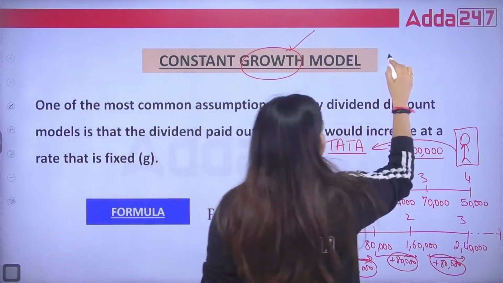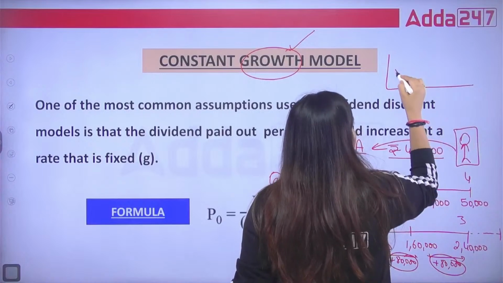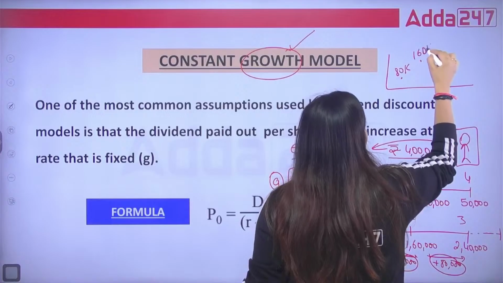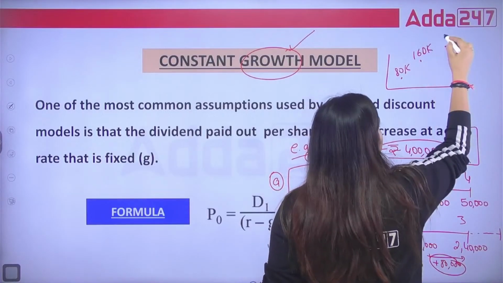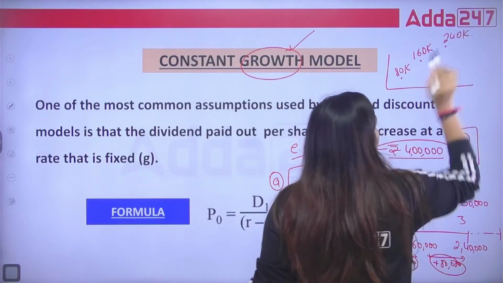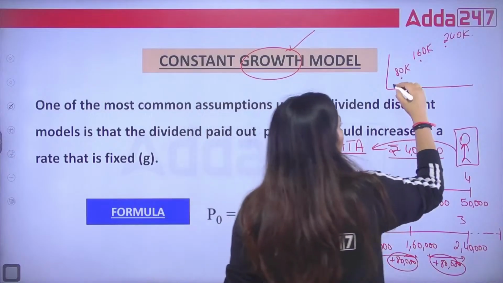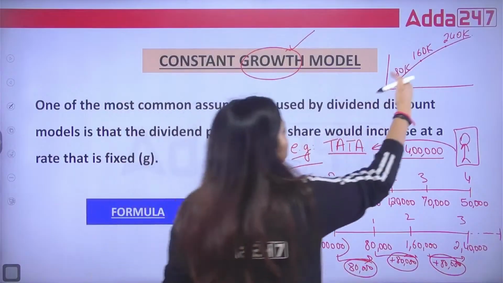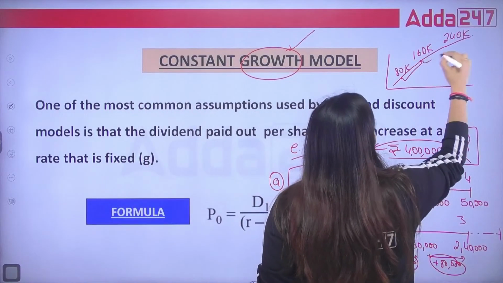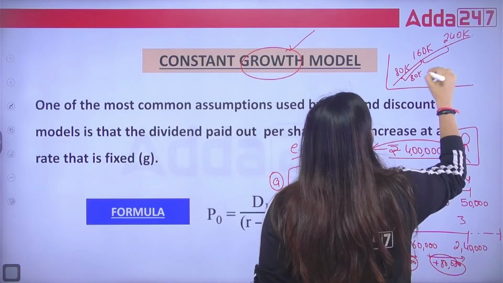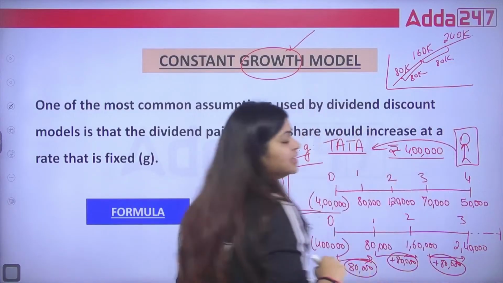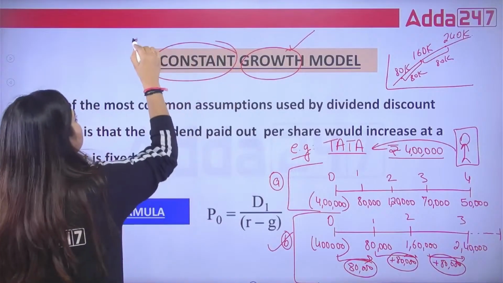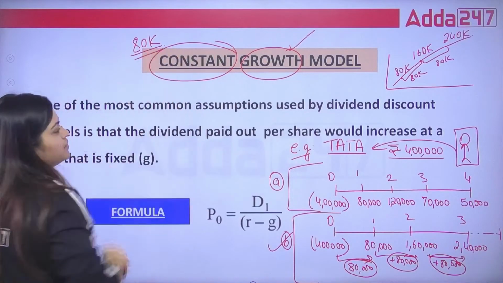First year you received 80,000. Second year you are going to receive 1,60,000. Third year you are going to receive 2,40,000. You can see there is a growth. But you can see one more thing, that this growth is always by 80,000 only. This growth is always constant by 80,000.